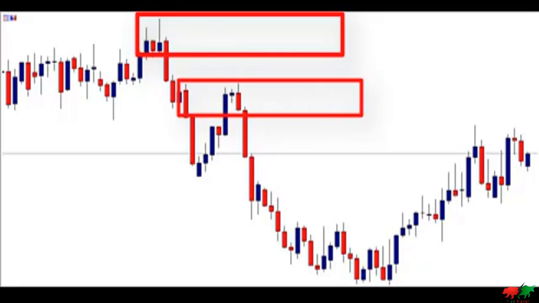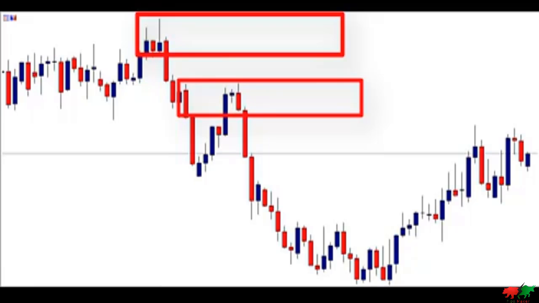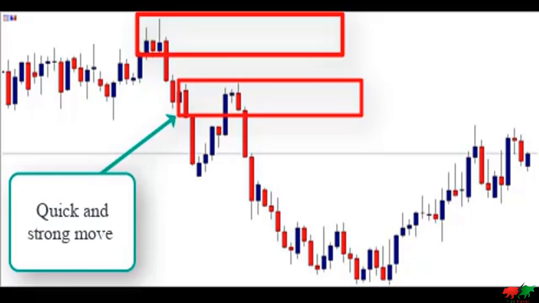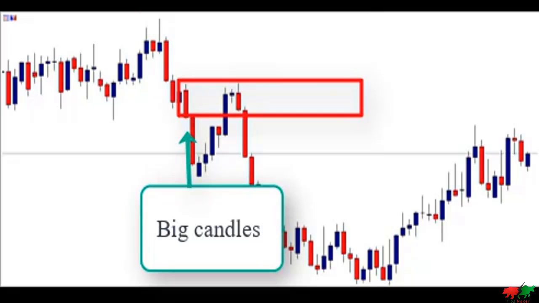Let's start with the first supply zone. As you can see, the move is quick. The market didn't spend too much time in the zone, and the candle size is big. So it is a strong supply zone. Look at the second supply zone. The beginning of the move is strong and the candle size is big as well. So this is also a strong supply zone.